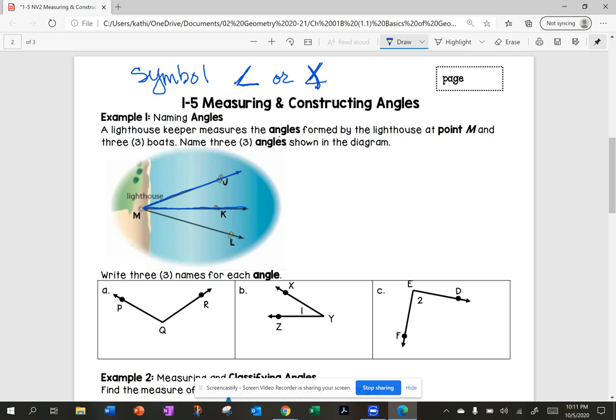So naming an angle, the vertex is the middle letter, and I have my 2 ends, so I can say angle JMK, or the first and the third letter can be in the other direction, or angle KMJ. Doesn't matter where the J and the K are, but M as the vertex needs to be in the middle.